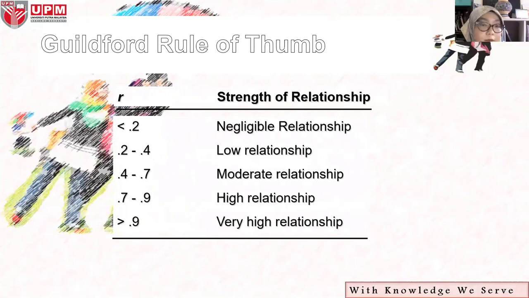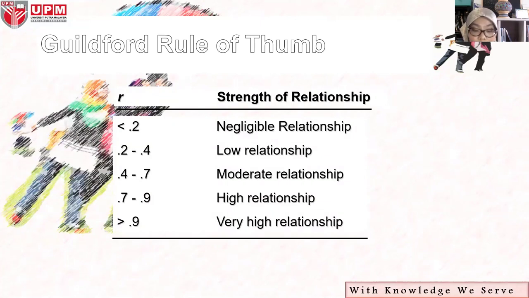If the value is lesser than 0.2, it indicates a very low or negligible relationship. If the value is between 0.2 and 0.4, the relationship is considered low. Between 0.4 and 0.7, it is moderate. 0.7 to 0.9 is a high relationship, and larger than 0.9, which is 0.9 to 1, indicates a very high relationship.